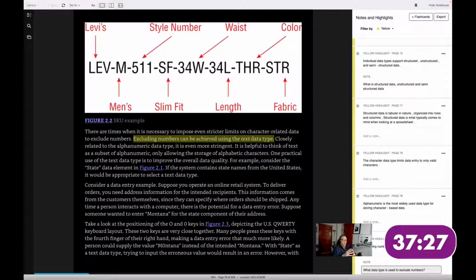This other sentence could be a question too. It says, suppose you operate an online retail system. To deliver orders, you need address information for the intended recipient. This information comes from the customers themselves. Since they can specify where orders should be shipped, anytime a person interacts with a computer, there's a potential for data entry error. Suppose someone wanted to enter Montana for the state component of their address.